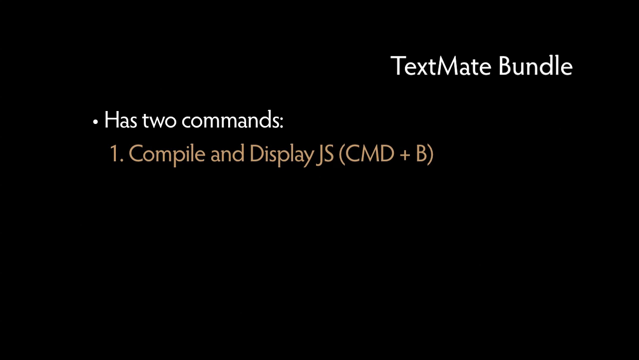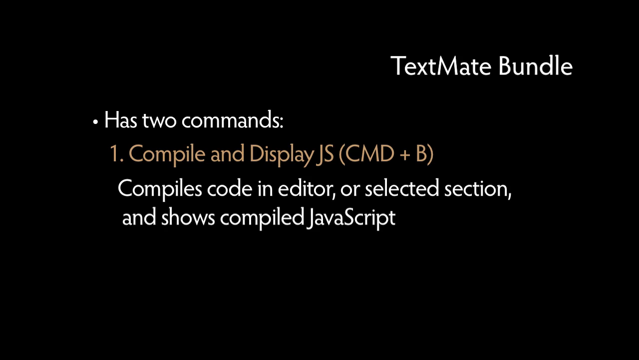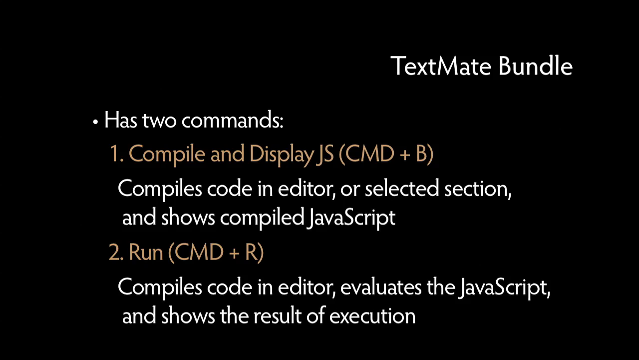This bundle doesn't just have syntax highlighting, but also has two commands which you can run. First, it includes compile and display JS, which compiles the code in your editor or a selected portion of your code and shows you the compiled JavaScript code. The second command is run, which compiles the code in your editor and evaluates the JavaScript and shows you the result of the execution. To compile and display JS, hit Command B. To run, hit Command R. Just remember, B to build and R to run.